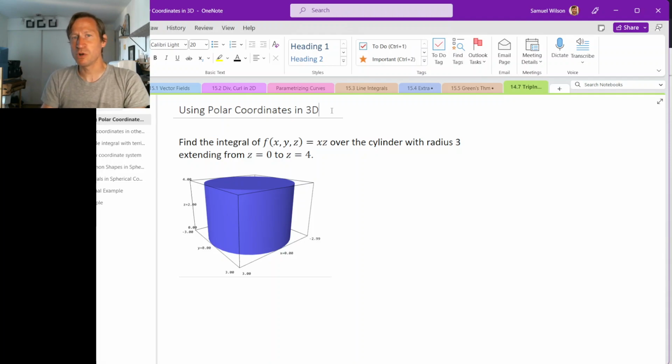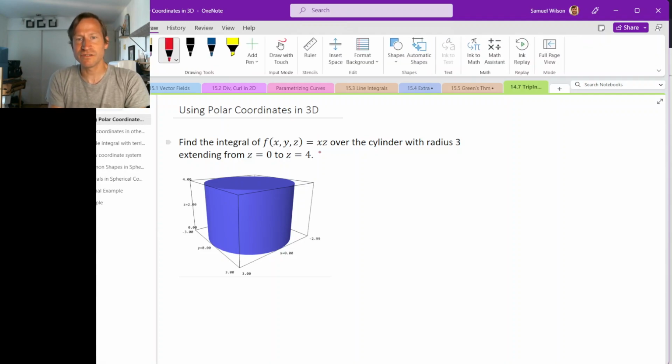We've seen that we can use polar coordinates for a double integral in 2D space, but we can also use polar coordinates for a triple integral in 3D space if two of our coordinates are nicely described using polar coordinates. So here's an example of that. Let's find the integral of this function, x times z, over this cylinder, which has radius 3 and extends from z equals 0 to z equals 4.